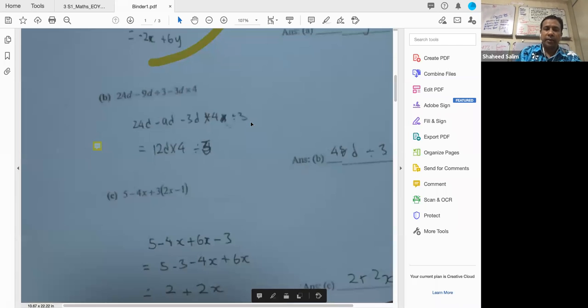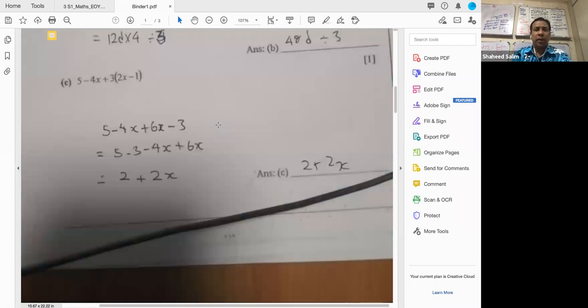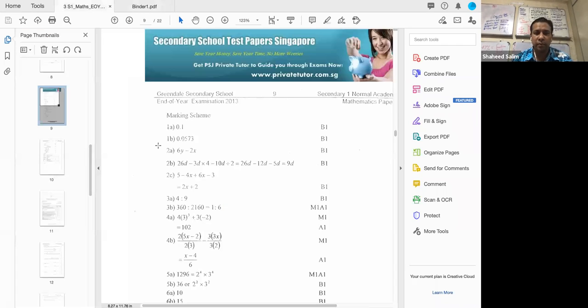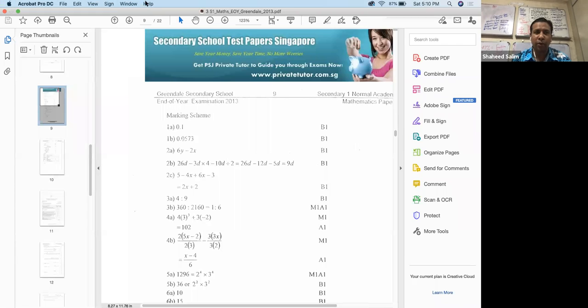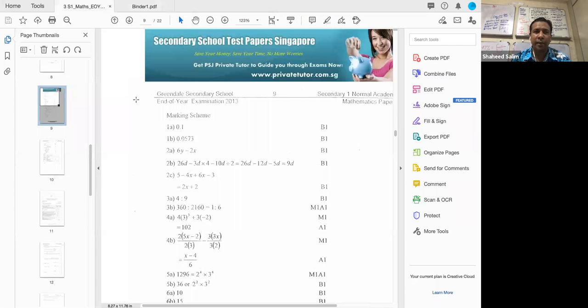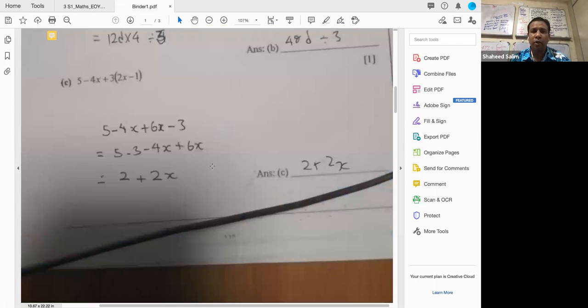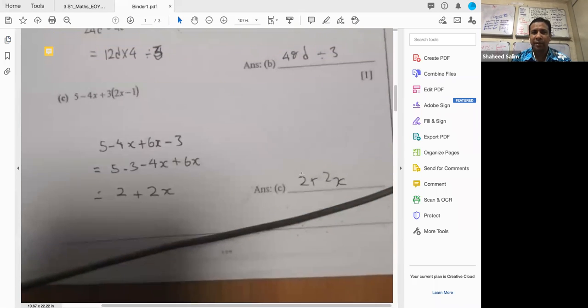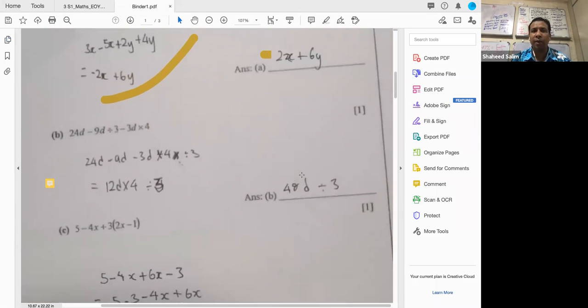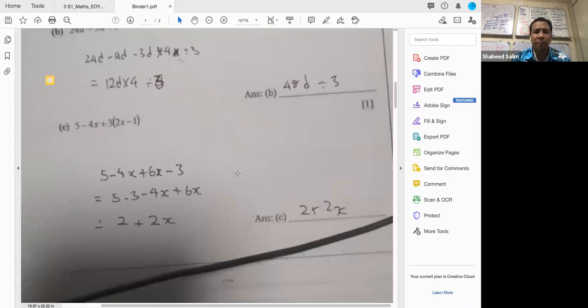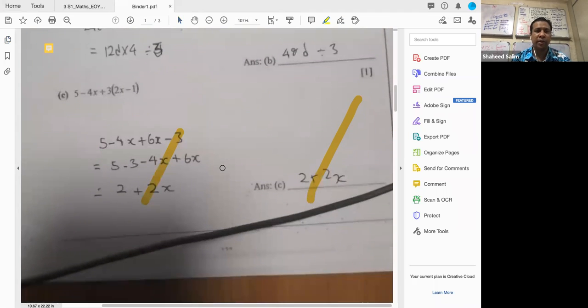Okay, let us see. Now the next one. Your answer is 2 plus 2x. 2x plus 2. Okay, correct. Now in algebra, we normally write the x first. Like down here, do we have? Okay, we don't have. This is the first. But the answer is still correct. No one can mark you wrong. Okay, this is correct. Congratulations.